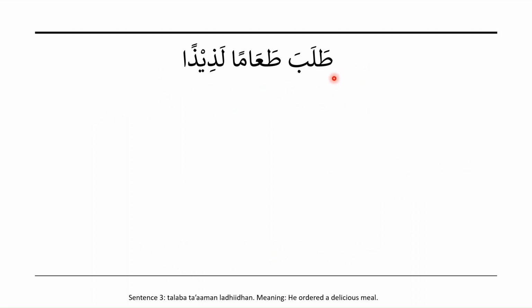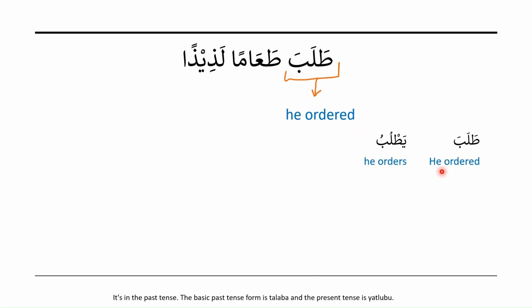Sentence 3. طلب طعاما لذيذا, meaning he ordered a delicious meal. Let's look at the words. طلب means he ordered. The basic past tense form is طلب, and the present tense is يطلب.